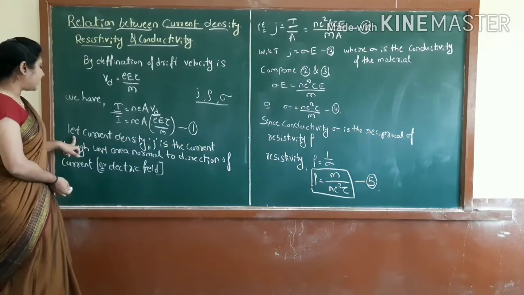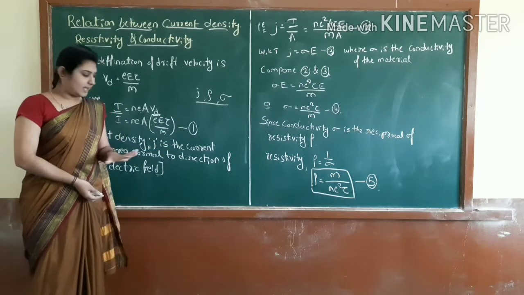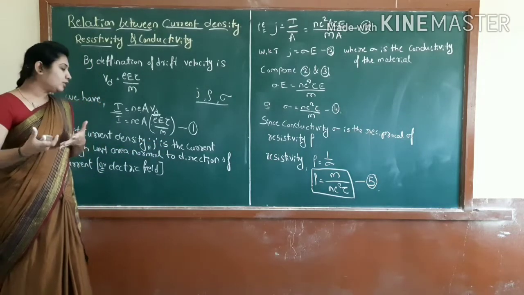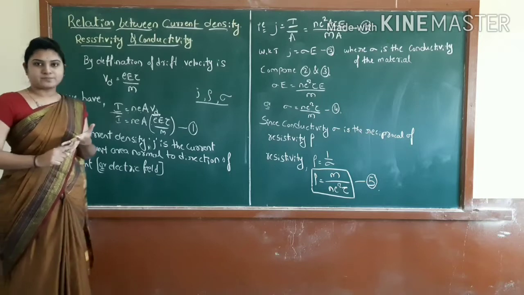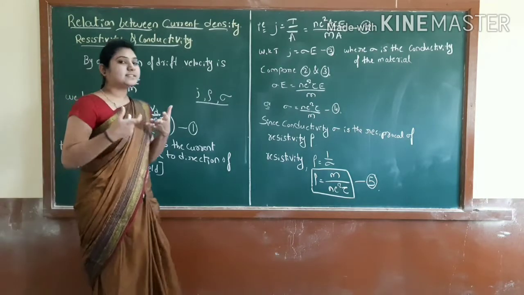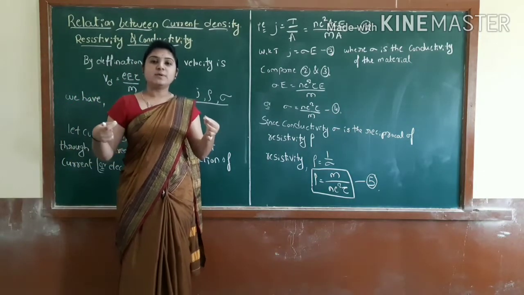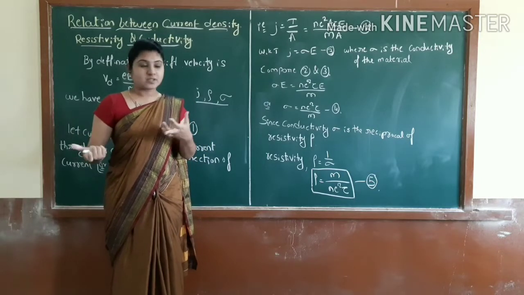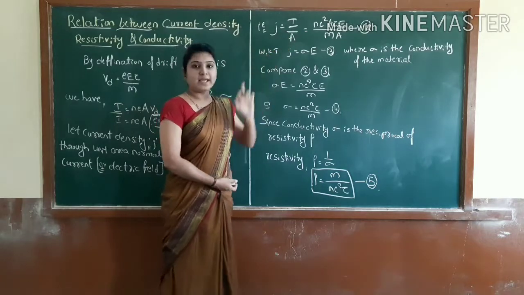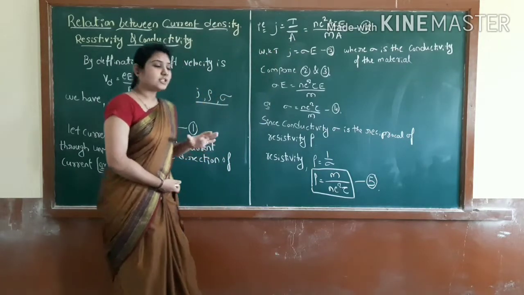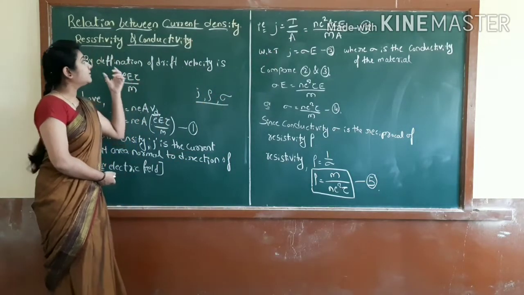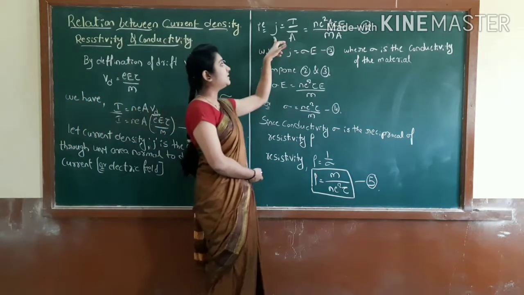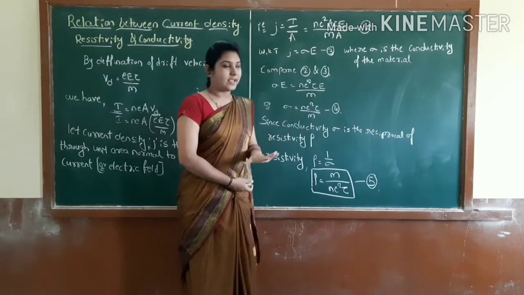So then, let the current density J be the current through the unit area normal to the direction of the current, correct? Current density, we know, is the ratio of the electric current to the area of the conductor, correct? J is equal to I by A, right? So that is the current density, yes? That is J is equal to I by A.